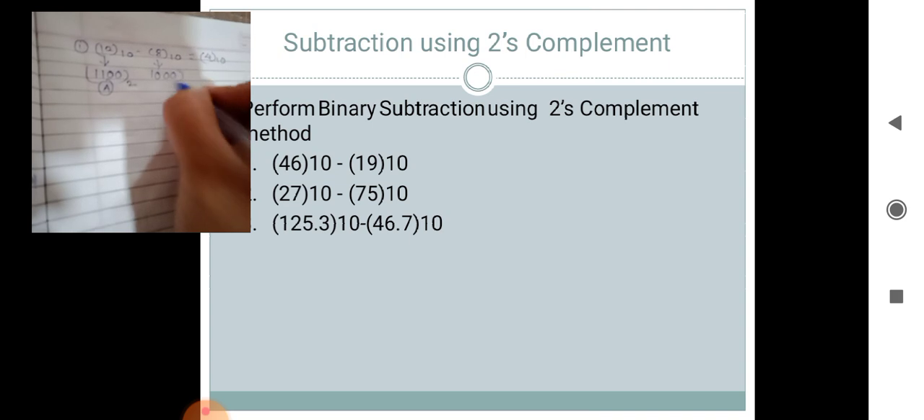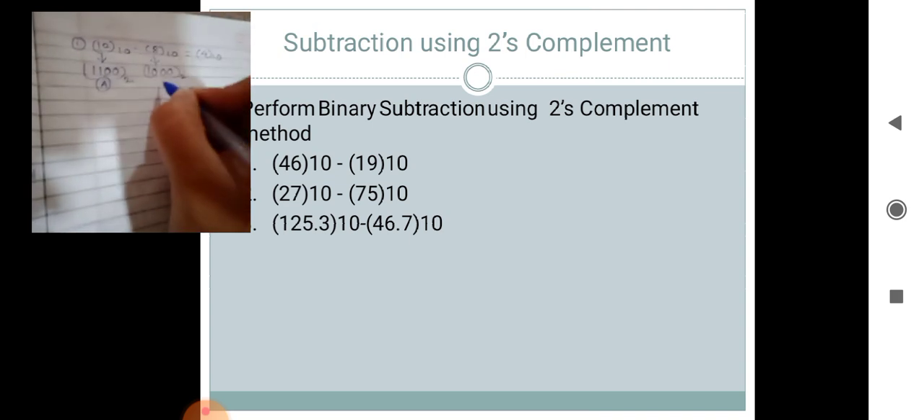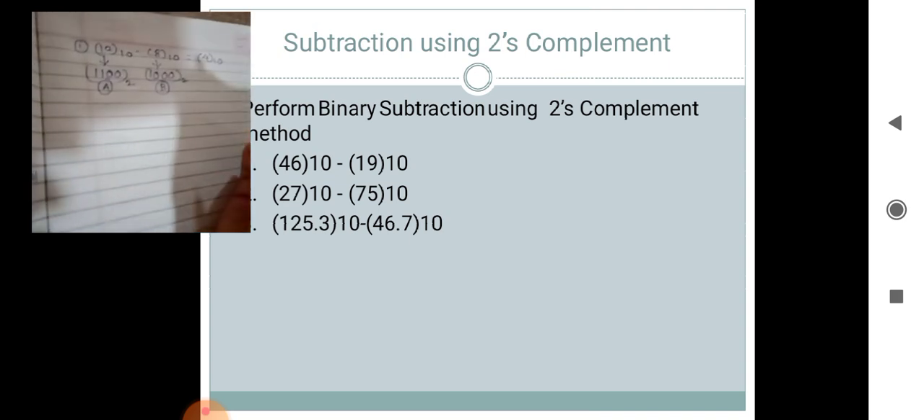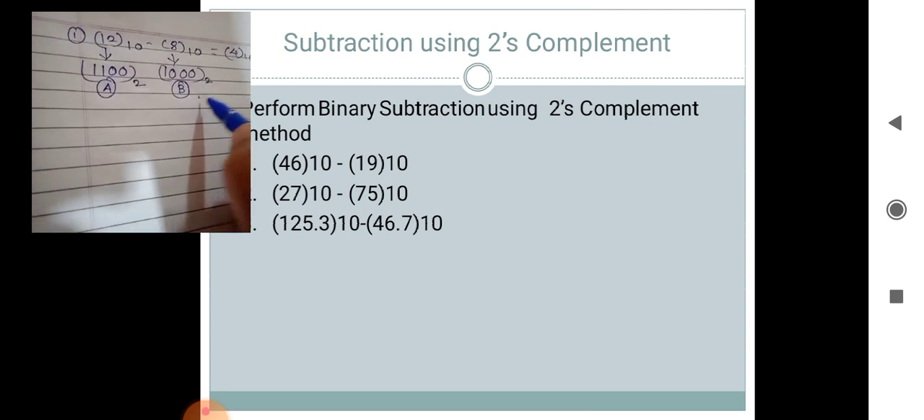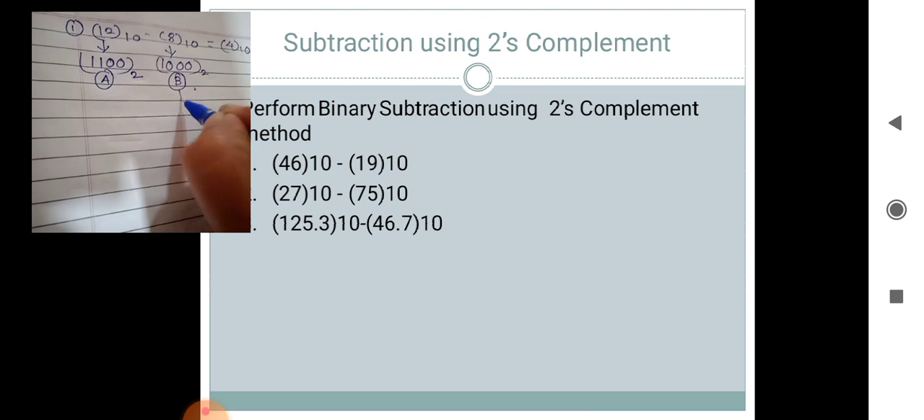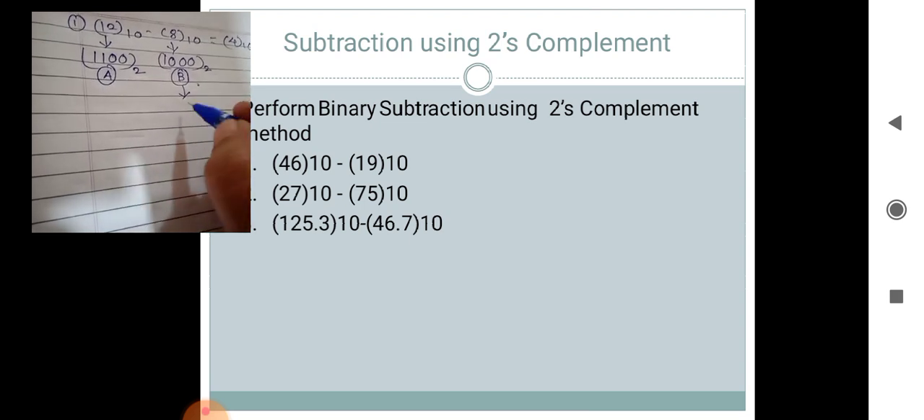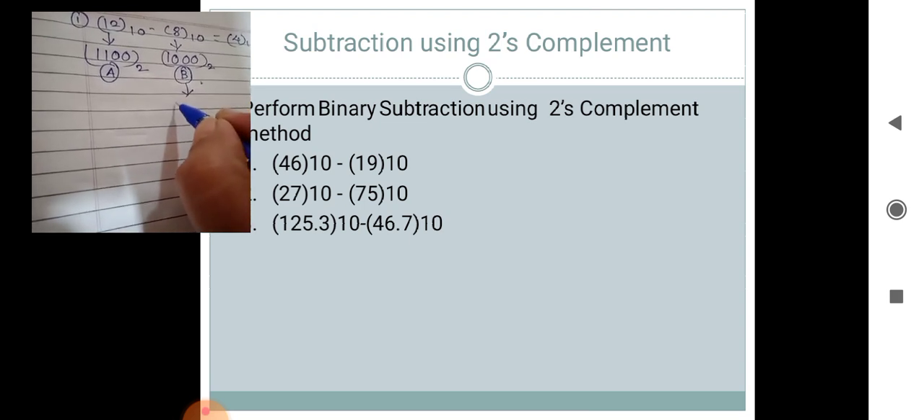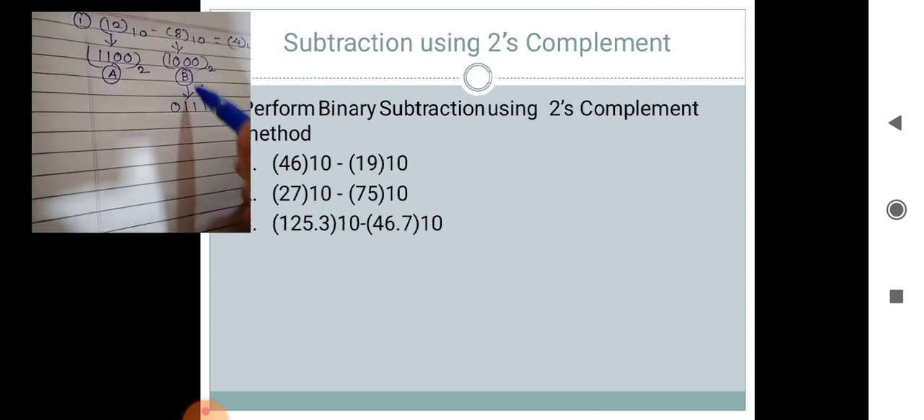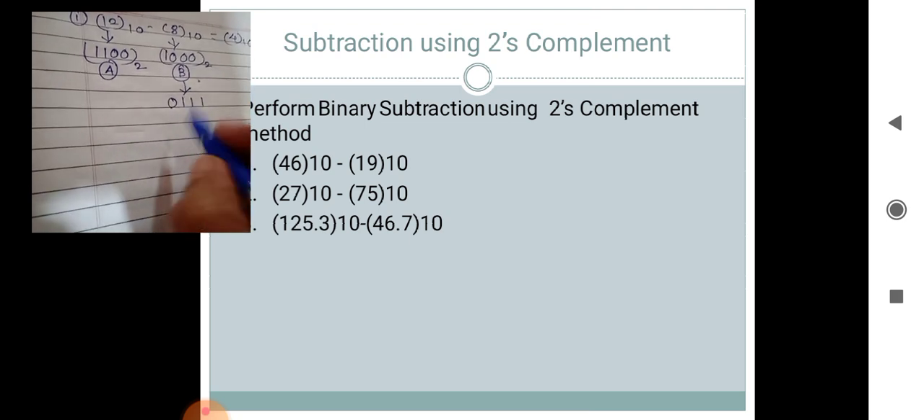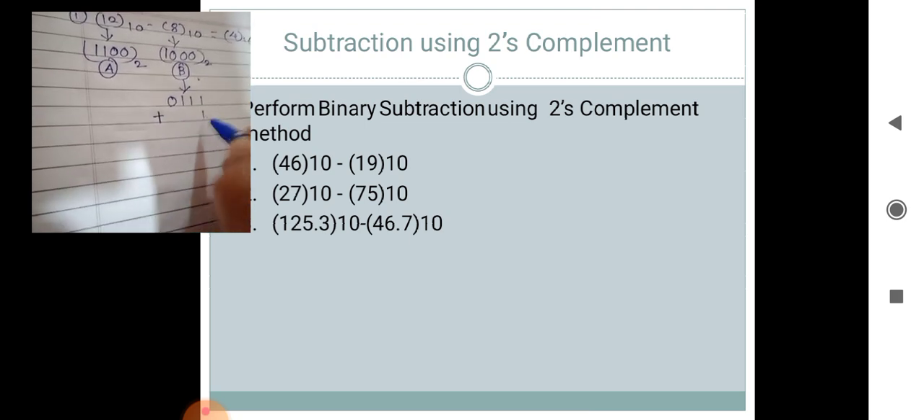18 in 4-bit binary is like this. This is your B number. First find out the 2's complement of this number. Before calculating 2's complement, we must know the 1's complement of this number. In 1's complement, 1 is replaced with 0 and 0 is replaced with 1. Then we add 1 to it, which will give you the 2's complement.